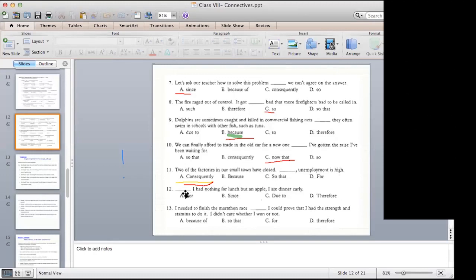I needed to finish the marathon race. I could prove that I had the strength and stamina to do it. I didn't care whether I won or not. So he was running a marathon. I needed to finish the marathon race so that. Why? Because we have a modal verb here. So that I could prove that I had the strength and stamina to do it. I didn't care whether I won or not. Great. I hope this is clear.